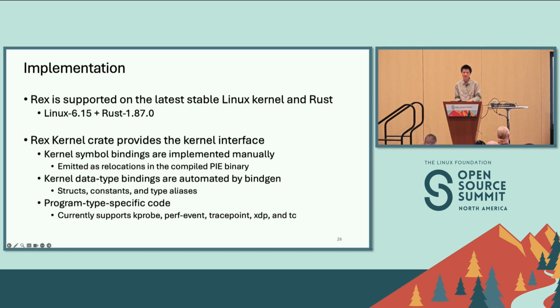Those include the kernel symbol bindings, which are implemented manually and are emitted as relocations in the compiled binary of the Rex programs. And there are kernel data type bindings, which are automatically generated by bindgen, including the kernel struct types, the constants, as well as type aliases. And finally, it also implements the program-specific code, which provides support for 5 existing BPF program types. We currently support kprobe, perf event, tracepoint, XDP, and TC.